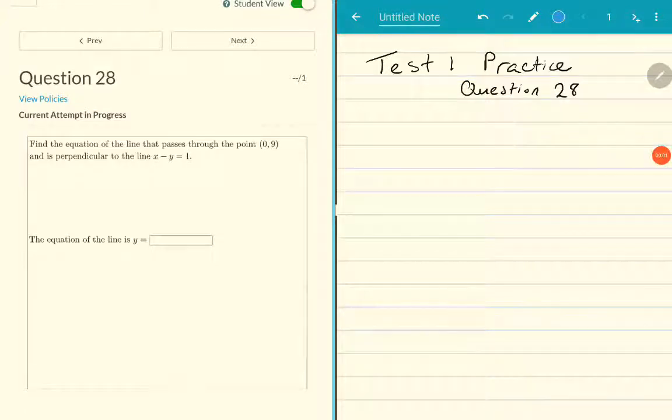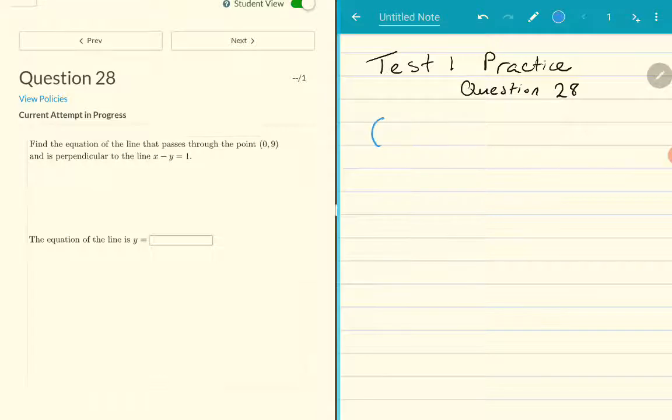All right, we're looking at test number 1, practice problems, and this is question 28 from that practice problem set. Again, my numbers might look different than yours, but it should be the same idea, same process to solve the problem. So we're going to find the equation of the line that passes through the point (0, 9) and is perpendicular to the line x minus y equals 1.